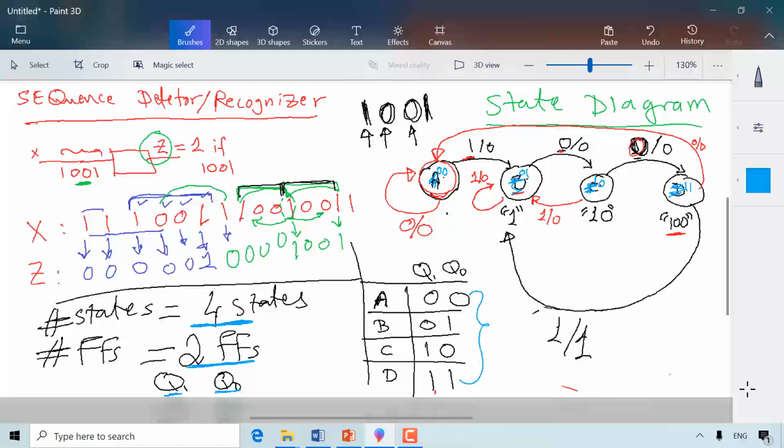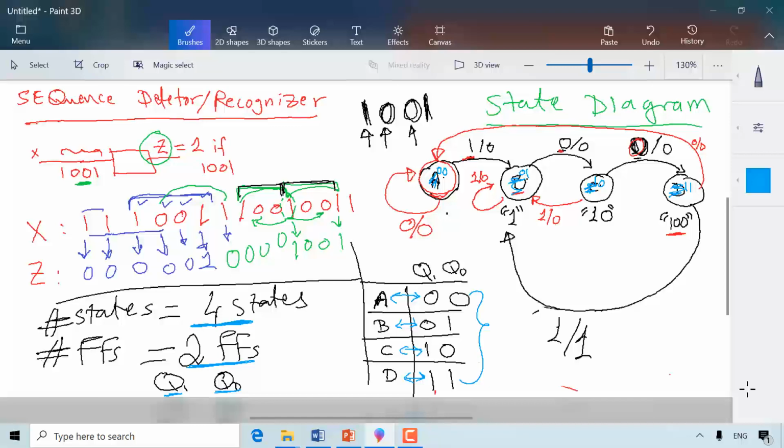Now I will assume that A is 0 0, B is 0 1, C is 1 0, and D is 1 1. And then I go back to my state diagram and write those numbers. At this point, I am ready to draw my state table. So let's do my state table in the next slide.